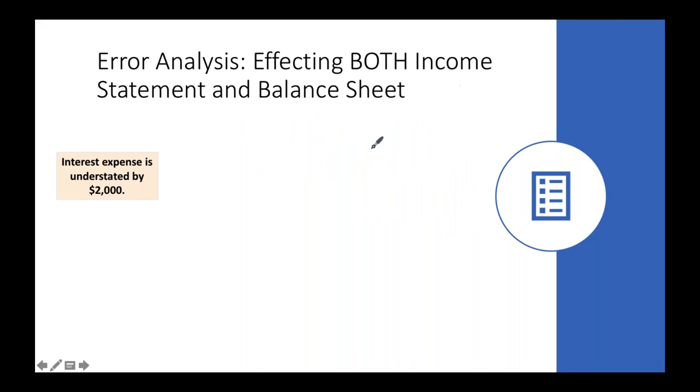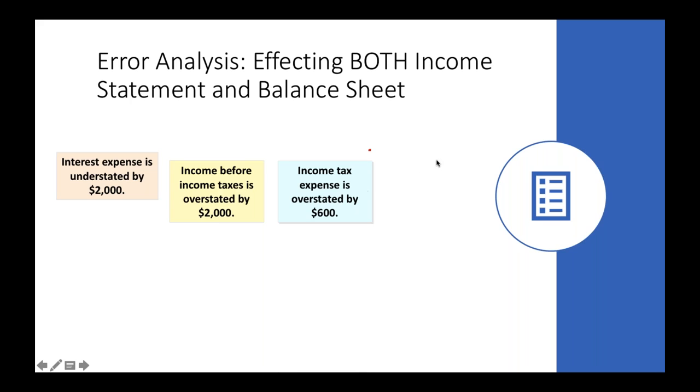Now we understand that here the interest expense is understated. As we know, interest is a non-operating expense. Therefore your EBT, income before tax, will be overstated because one of the expenses is not recorded, understated. And income tax will also have an impact. If the tax rate is say 30%, you will have an impact on the income tax as well. Not only that, you will have an impact on profit as well. Net income will be overstated by 1,400.